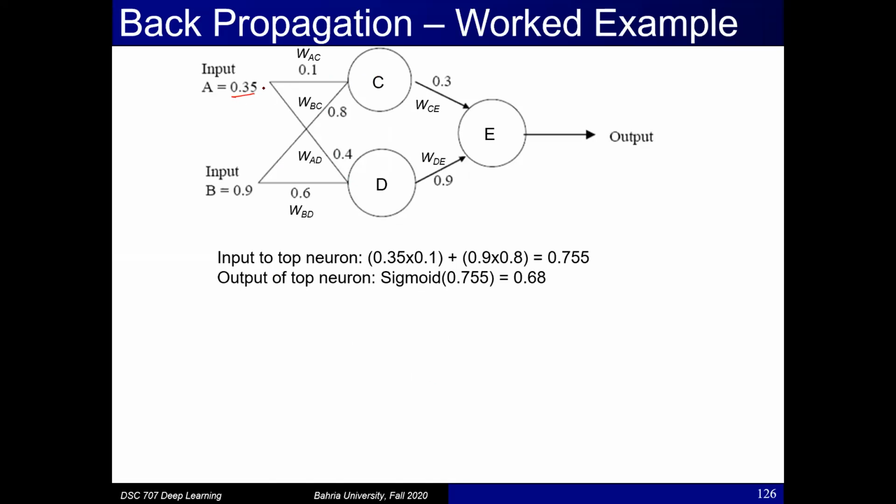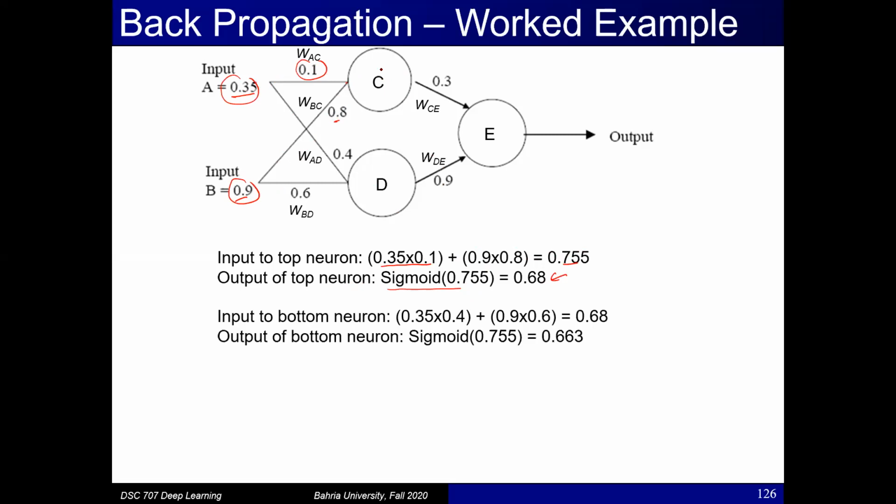This input is multiplied by 0.1, and this 0.9 is multiplied by this 0.8. You see 0.35 multiplied by this, and 0.9 multiplied by this. You add them together, you get this value. But you also apply the activation function, so you take the sigmoid. You can use a calculator or some internet tool to compute the sigmoid. The sigmoid of 0.7 is 0.68. It means the value here is 0.68, which is the output of this neuron C.